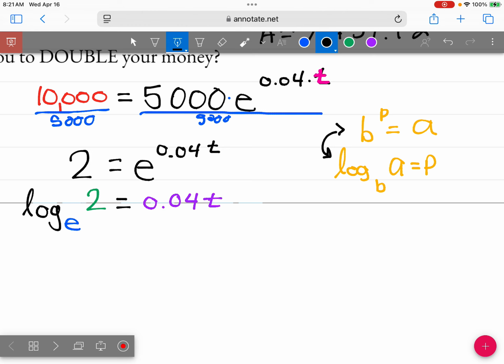So if that's a place where we struggle, lock in on that today because we need to know that for the chapter test. BPA log BAP. It is really, really, really important.